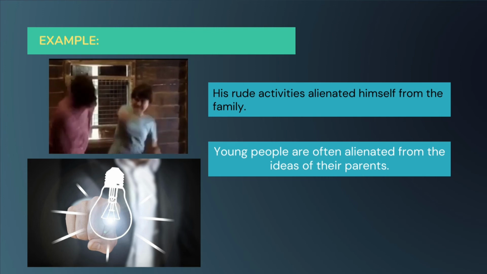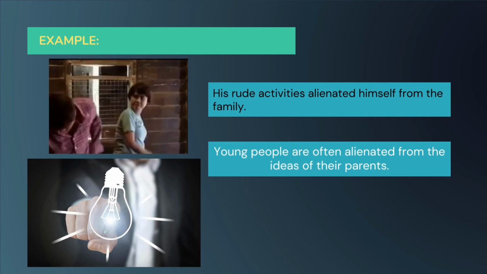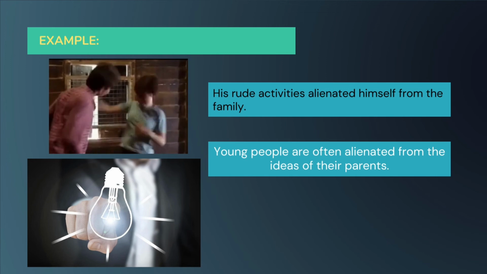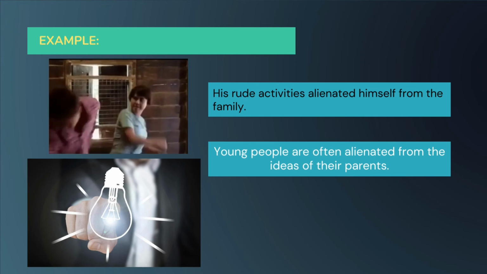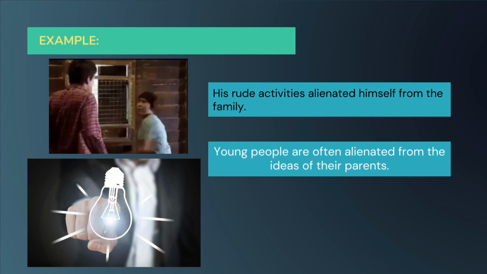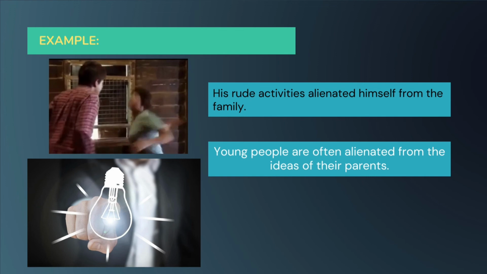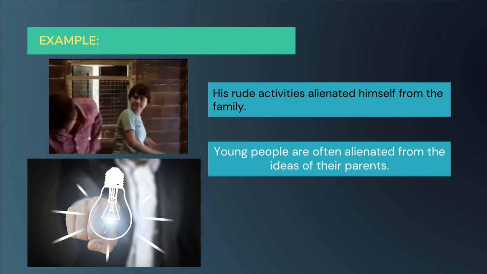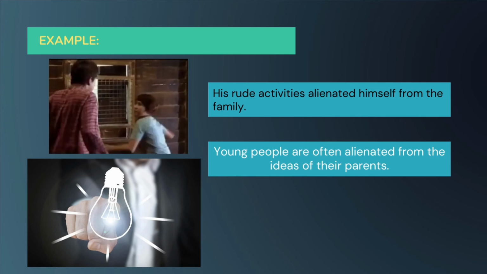The next example is: young people are often alienated from the ideas of their parents. This means young people think something else. Their parents have a separate point of view, a separate perspective about life, or they have separate ideas. So there is an alienation between the young people and their parents.